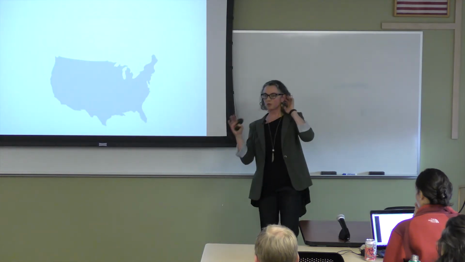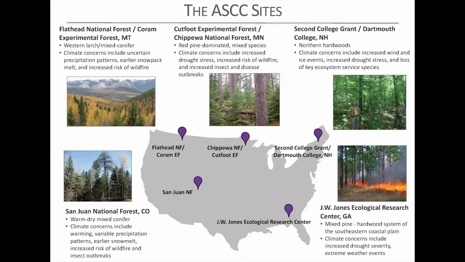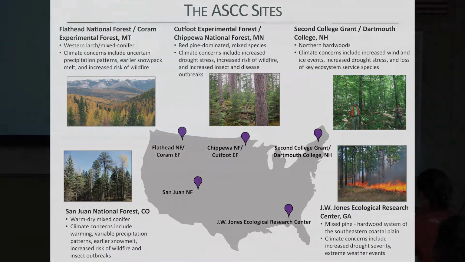So I'll give you a really quick whirlwind tour of where the sites are. Jacob will talk extensively about the Minnesota site. This is on the Cutfoot Experimental Forest. It's a red pine dominated site, and the climate considerations are drought, a warming temperature, an increased risk of fire. Yes, there's fire in northern Minnesota, and an increased risk for insect and disease outbreaks.